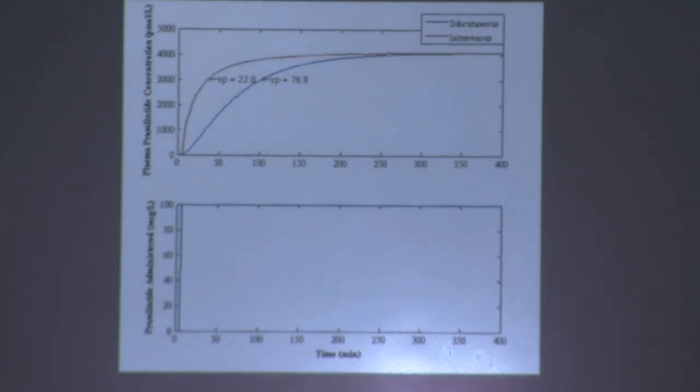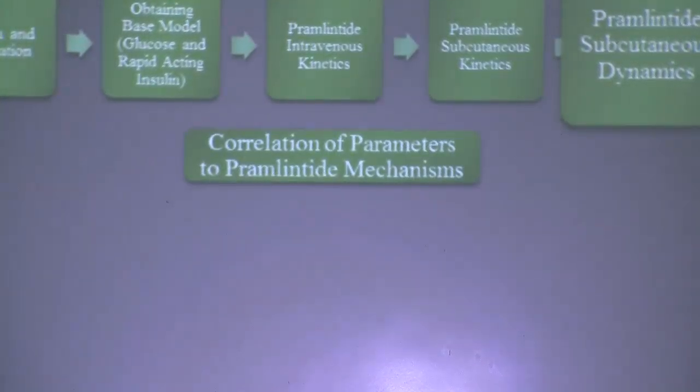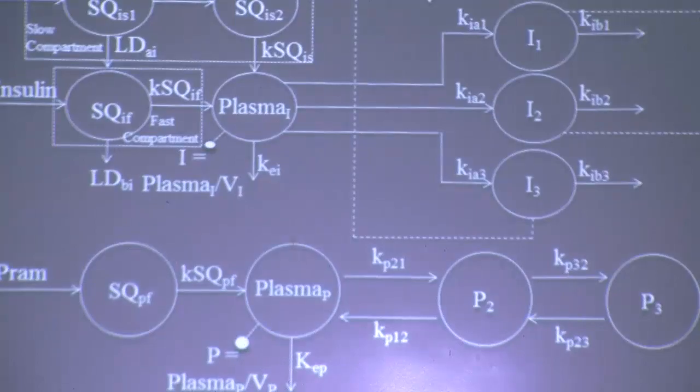And then this is just a step response to compare our intravenous kinetics to our subcutaneous kinetics. It shows a delay of about 55 minutes. So subcutaneous takes about 55 minutes longer to get into the system than intravenous. Then we move on to pharmacodynamics. First we correlated the parameters to Pramlintide mechanisms. The first was, let's see that, EGP.